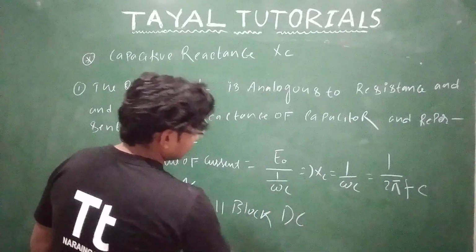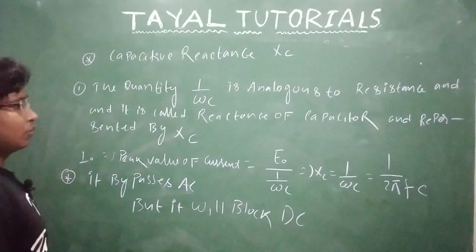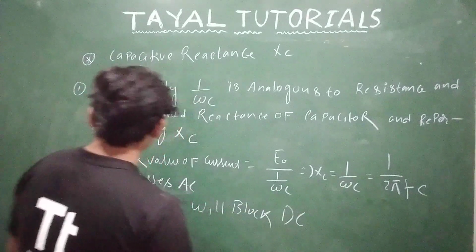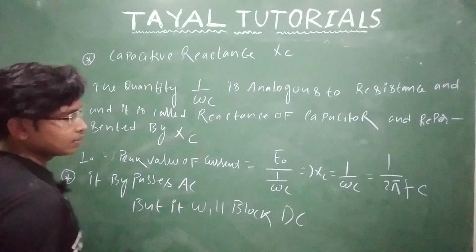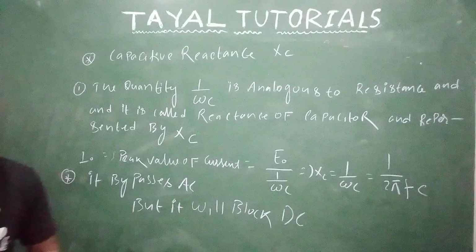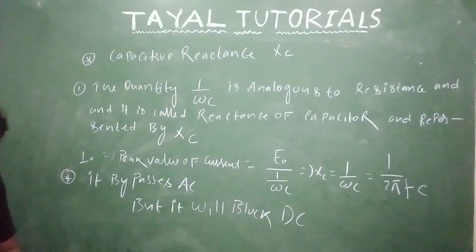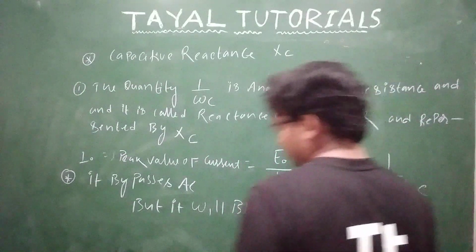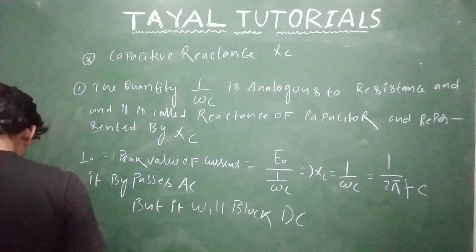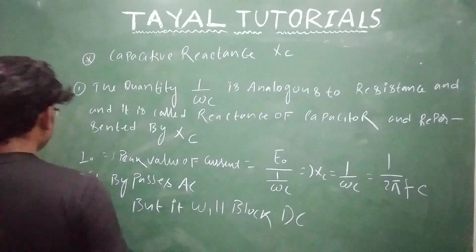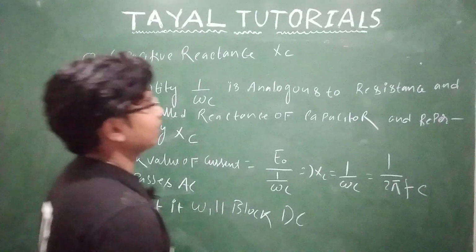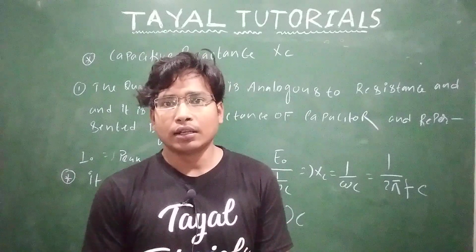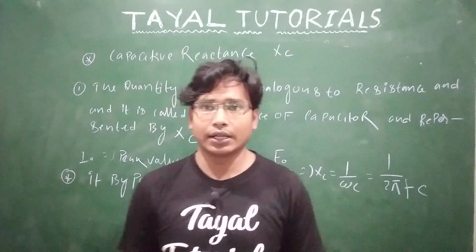It will block DC, because frequency is 0, you will get that value. Xc is equal to 1 by 2 pi fc. So a capacitor bypasses AC but it will block DC. So this is how the capacitive reactance is. Now I have to draw the graph between the capacitive reactance and the graph of how I and E are varying. After that we will discuss the phasor diagram.